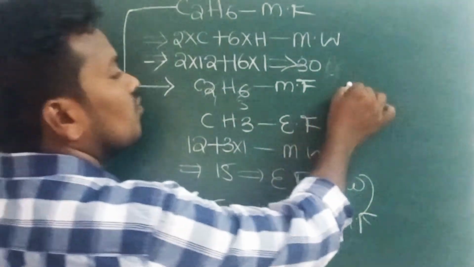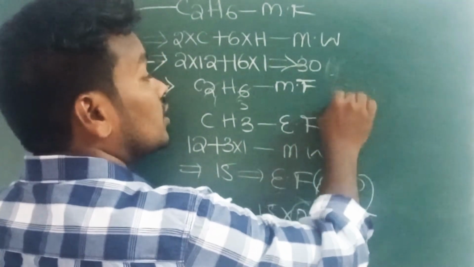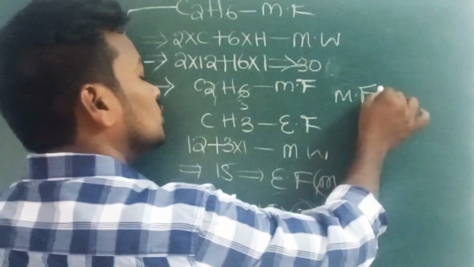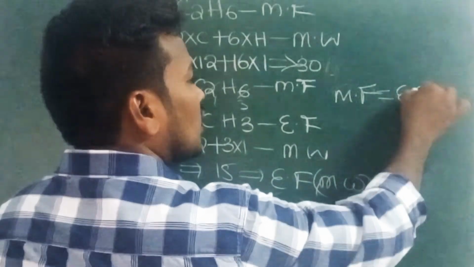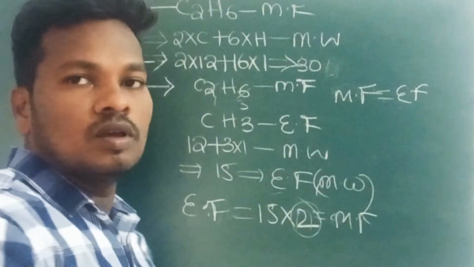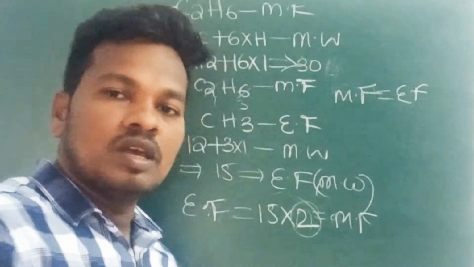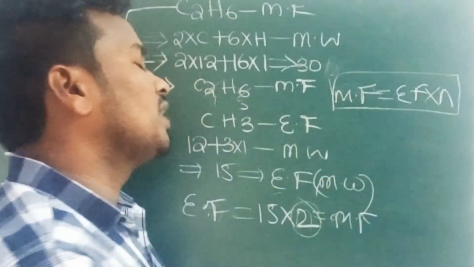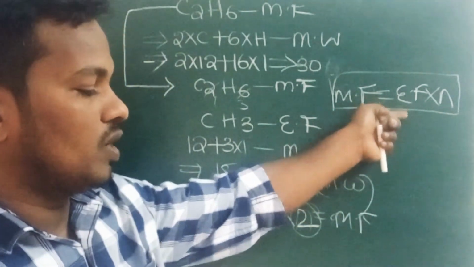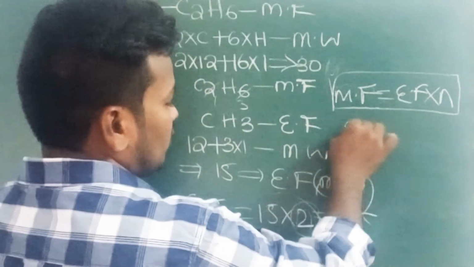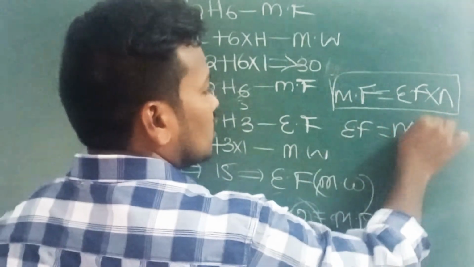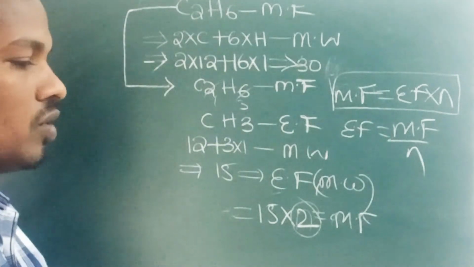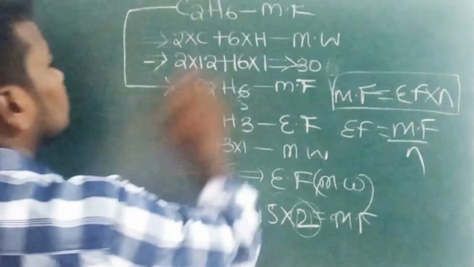So the molecular formula weight is equal to the empirical formula weight into some number N. Maybe here we got 2, in some cases 3. So that's what I have taken as N. If you multiply the empirical formula with N, you get the molecular formula. If I want the empirical formula, molecular formula upon N you will get. Simple thing. We will see one numerical.